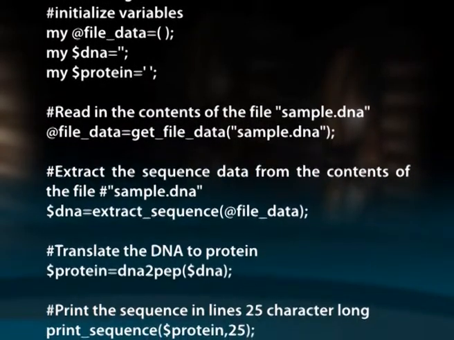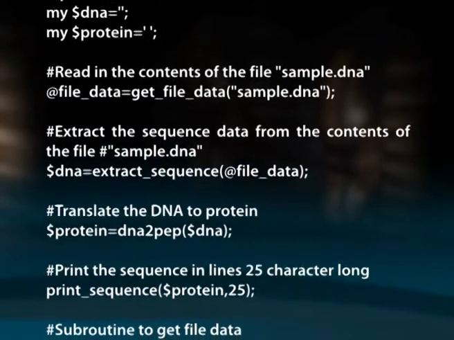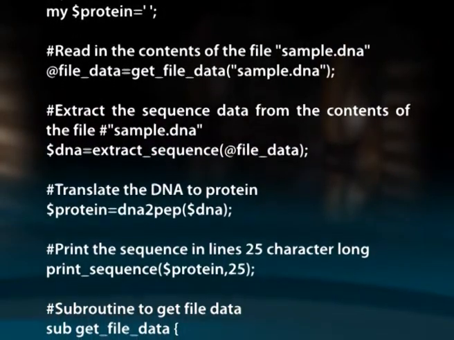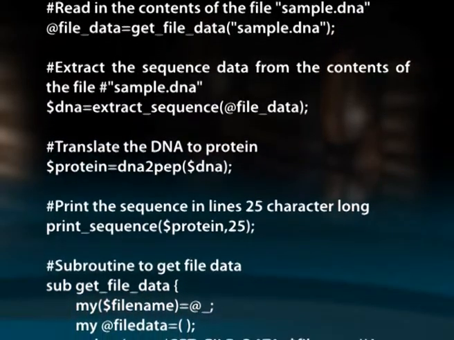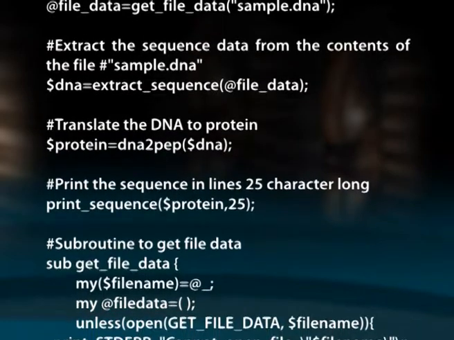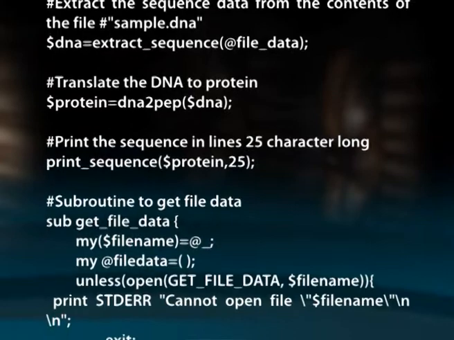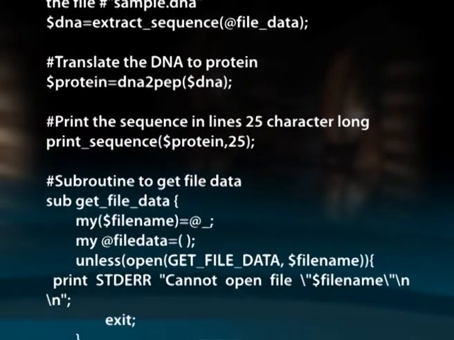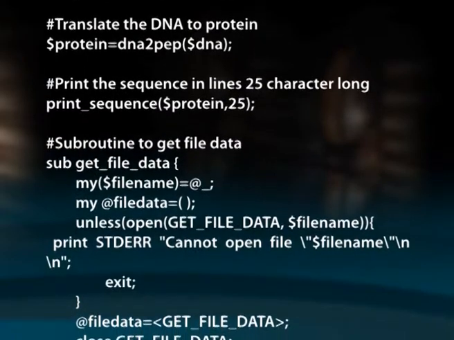Now the DNA can be translated into protein. For this we use the subroutine DNA_to_pep. It is called as $protein equal to DNA_to_pep of $DNA. Now print the sequence in lines of 25 characters. For this, the subroutine print_sequence is used. It is given the arguments $protein and the length 25.